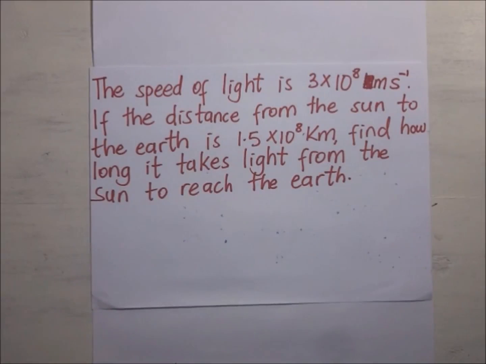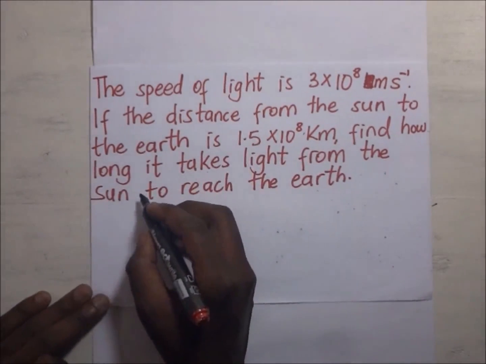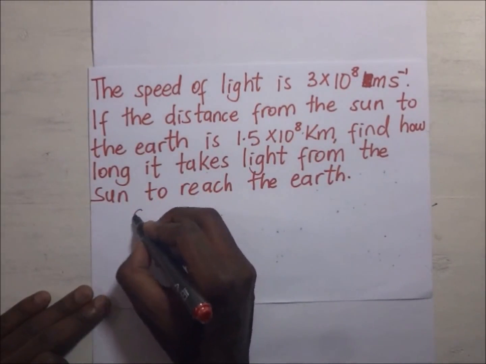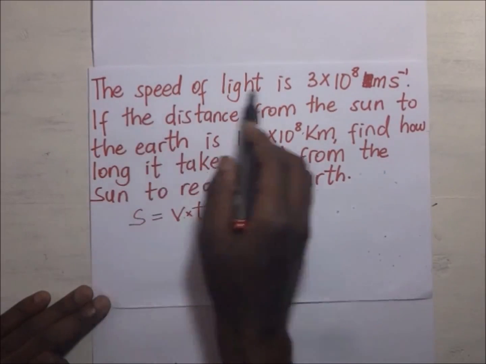Speed of light is 3 times 10 to the power 8 meters per second. If the distance from the sun to the earth is that, find how long it takes from the sun to reach the earth. So to find the speed, we know that distance, which is denoted by S, is going to be equal to speed times time. The speed of light is that.